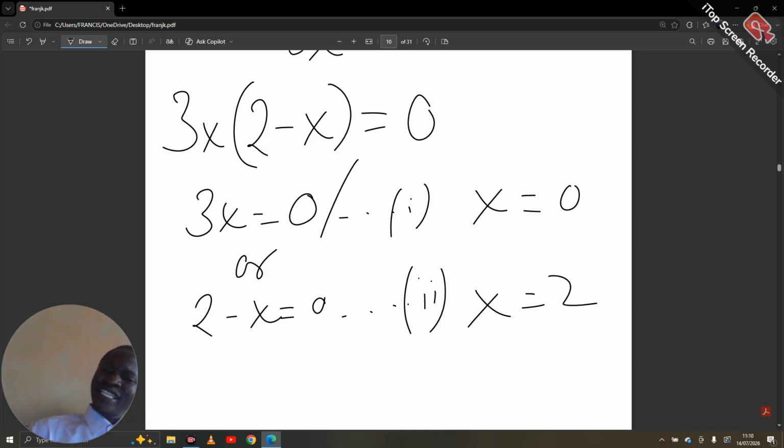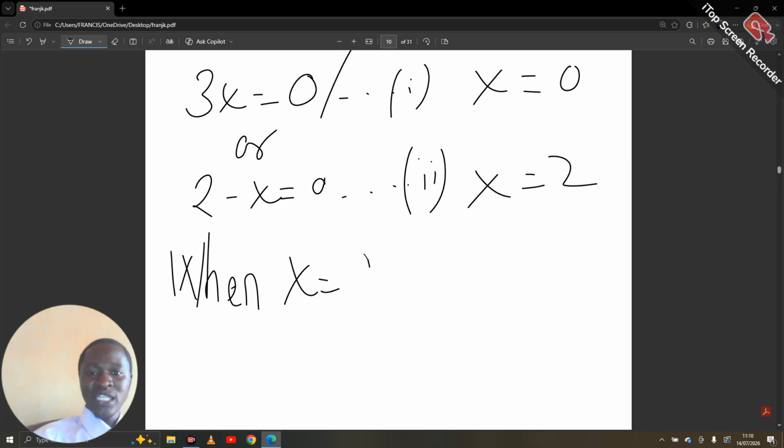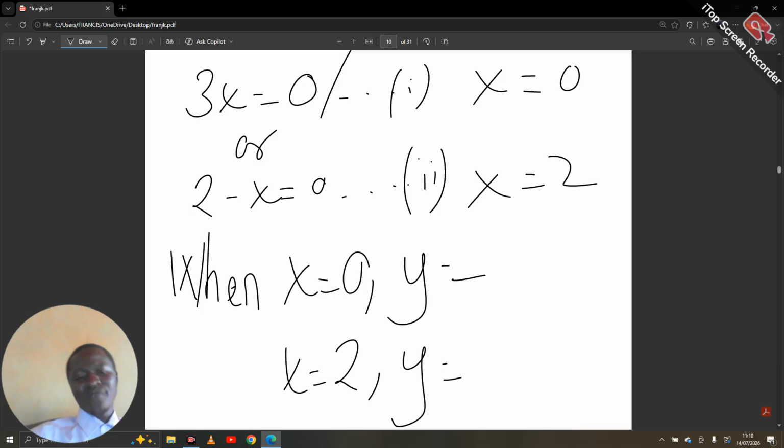Very much easy. Now, when x is 0, what is y? When x is 2, what is y? Give that work to your calculator. Make sure your calculator does everything for you when it comes to that part. You don't have to verify your work.